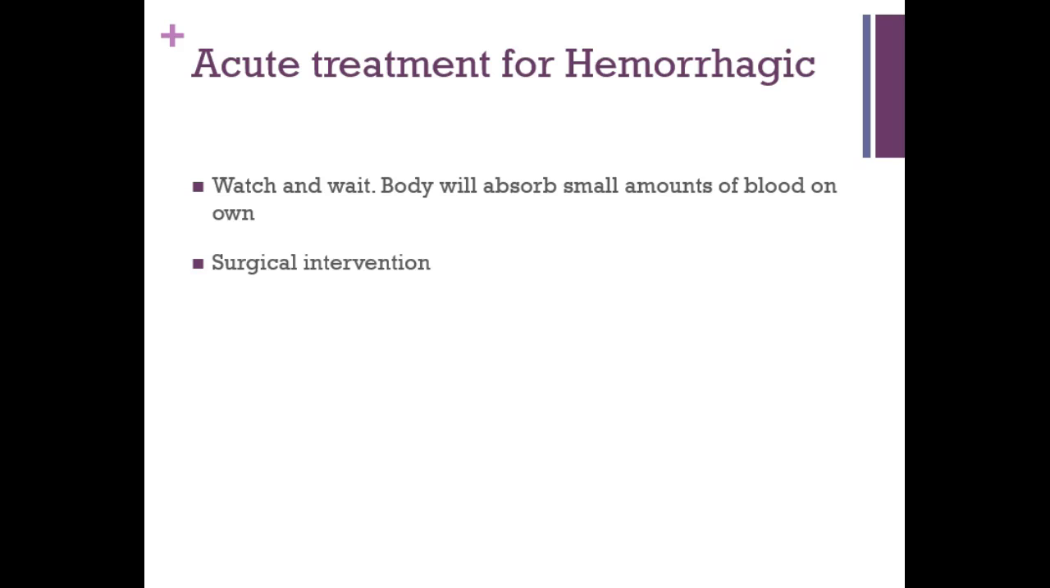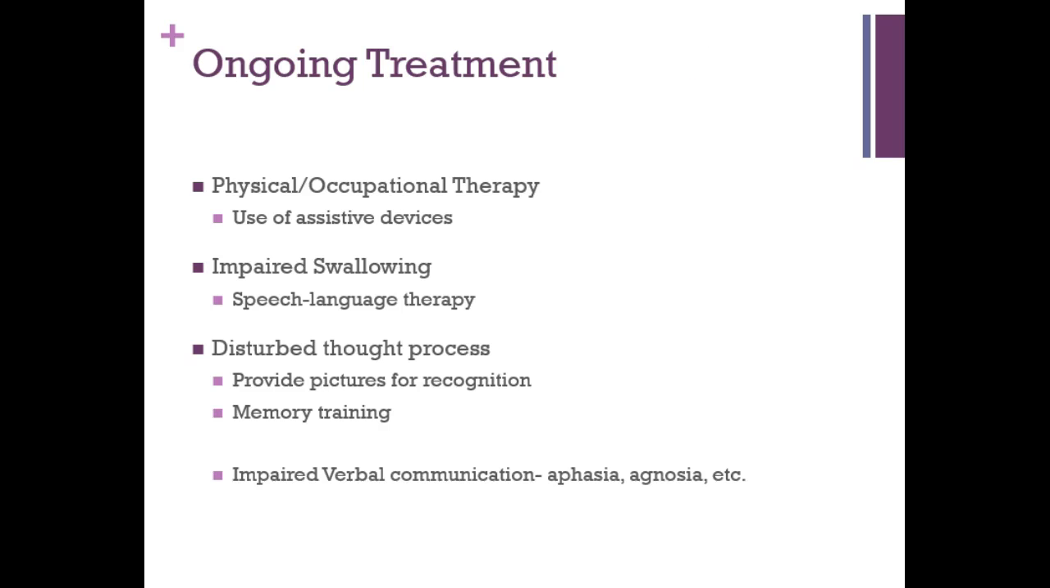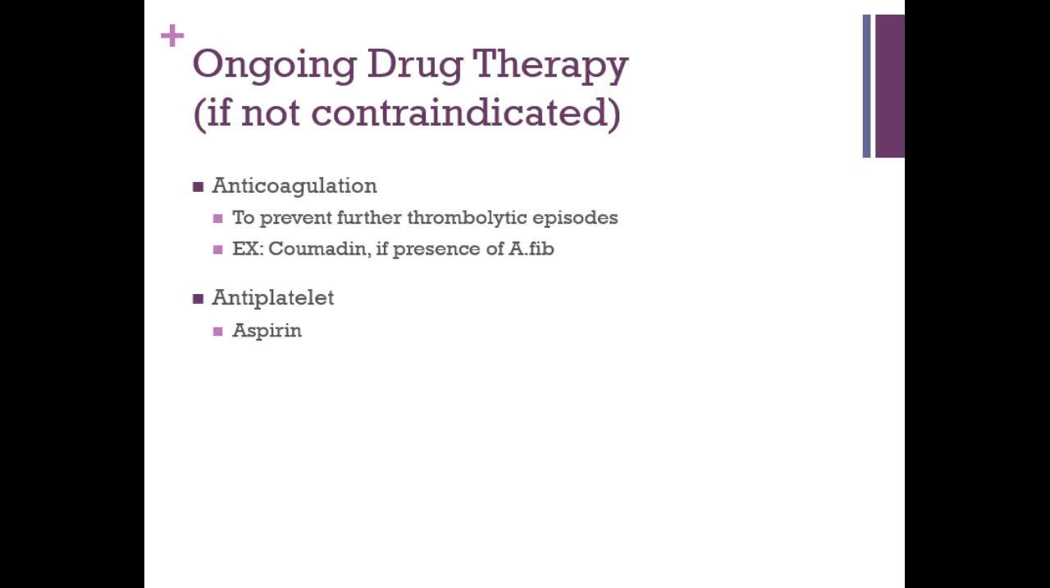Okay. We do have acute treatment for hemorrhagic stroke. We showed you a video on that, and basically it is a surgical intervention. Ongoing treatment would be, of course, physical therapy, occupational therapy, and speech, which deals with the swallowing, all of those things to help the patient get back to at least their normal function or their baseline function before the incident happened.